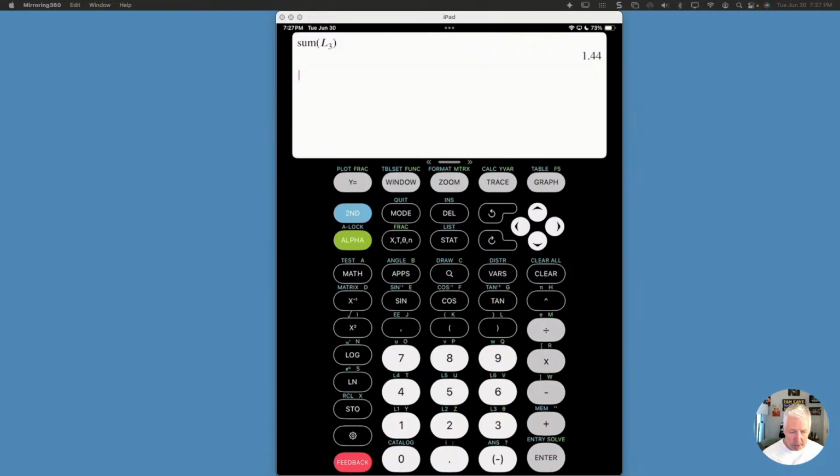Okay, well, the mathematical relationship between standard deviation and the variance is just to take the square root of 1.44, enter. So 1.2 is our standard deviation, and we've got it. And we used the calculator to do it.